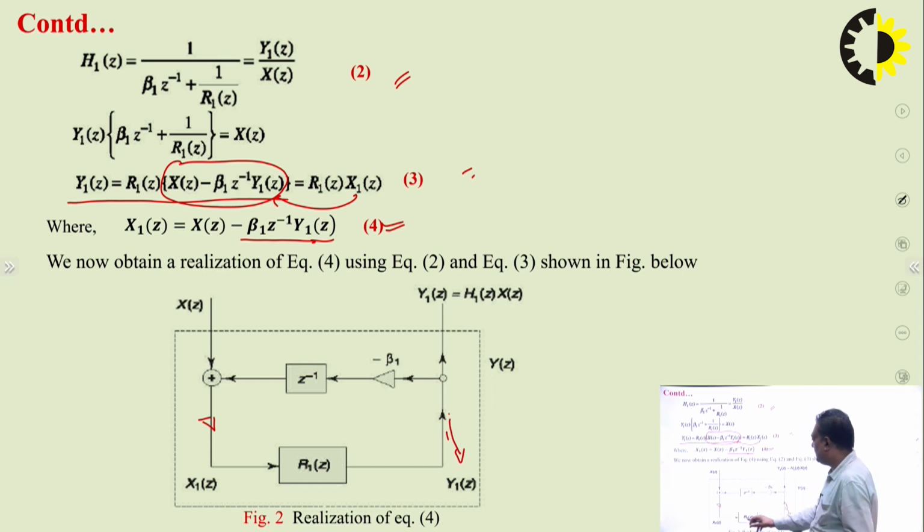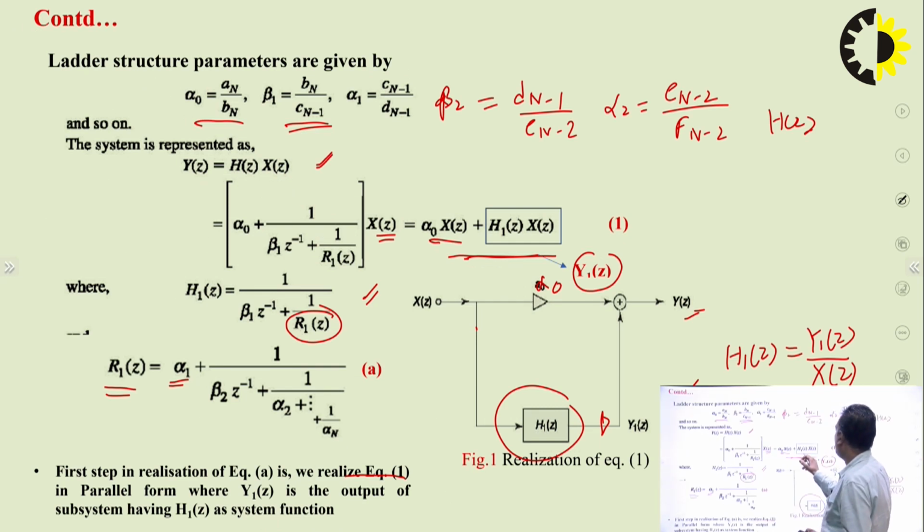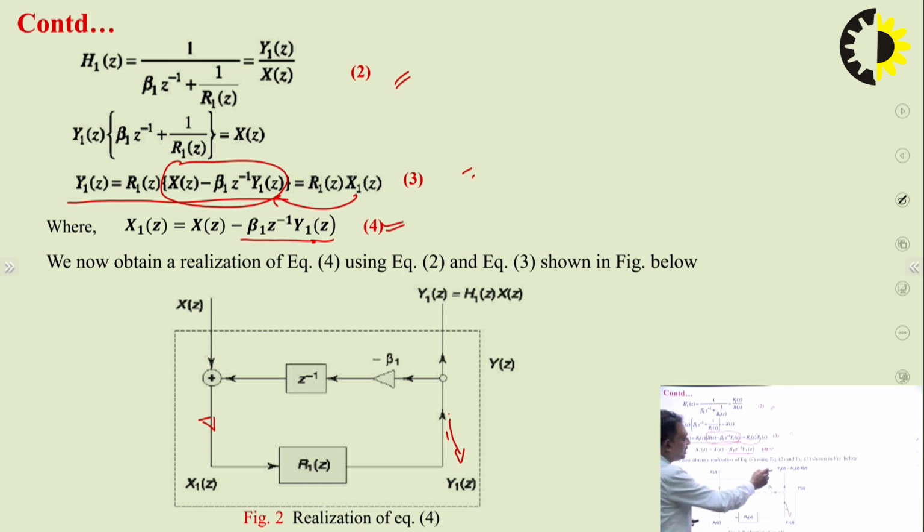How are we getting Y1(z)? Y1(z) will be equal to H1(z) into X(z), or you can see here, according to this equation, Y1(z) will be equal to X1(z) into R1(z). Okay. So this is the structure where the input is X(z) and the output is Y1(z). So this is your multiplier, this is your delay element, and these are your adders.